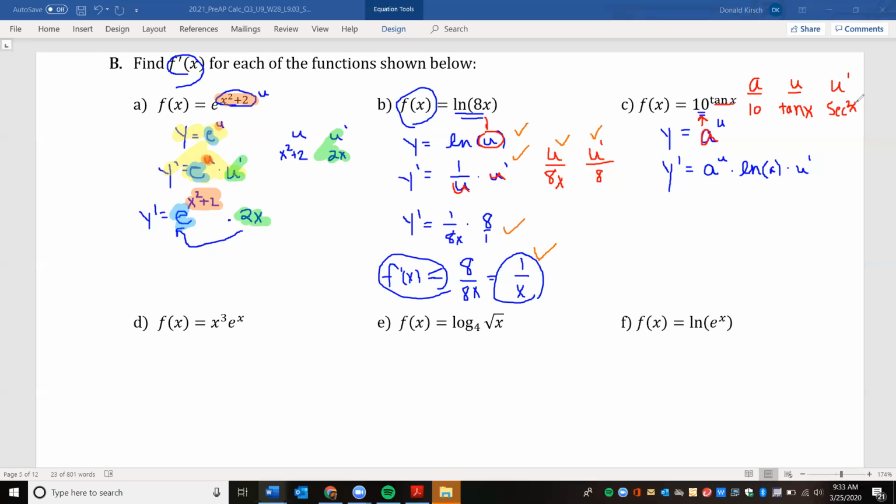So now that I have all this information, it's just a matter of putting this into the correct order to get my f prime of x. So a to the u is basically going to stay the same as our original, 10 to the tangent of x power, times the natural log of a, which is 10, times the u prime, which is secant squared x. This would be our derivative. This is about as good as it gets. We really can't combine anything here.